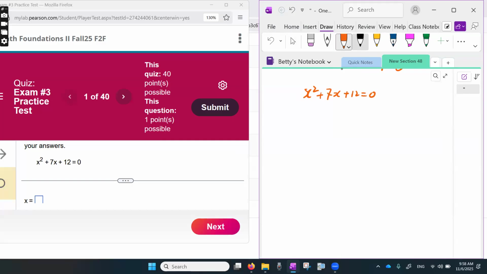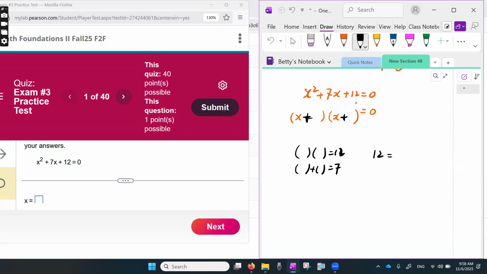It is in the standard form already. The right side of the equation is 0. The left side is a quadratic equation, a quadratic trinomial with leading coefficient 1. So we can use the shortcut method to find the two numbers that multiply to 12 and add up to 7, right? Both of them are supposed to be positive numbers.